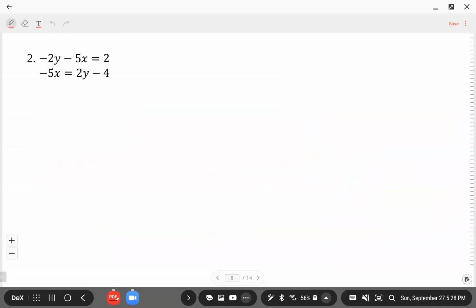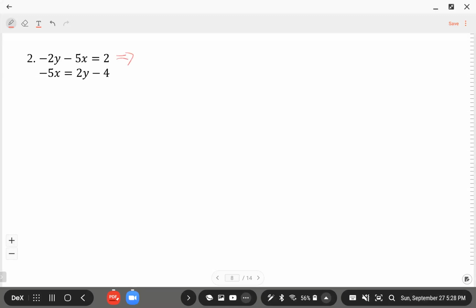Next problem. In this problem, number 2 is negative 2y minus 5x equals 2, and then negative 5x equals 2y minus 4. So this one, these equations are both not in slope-intercept form. Slope-intercept form, as you know already, is the easiest way to graph a line. So let's convert first.